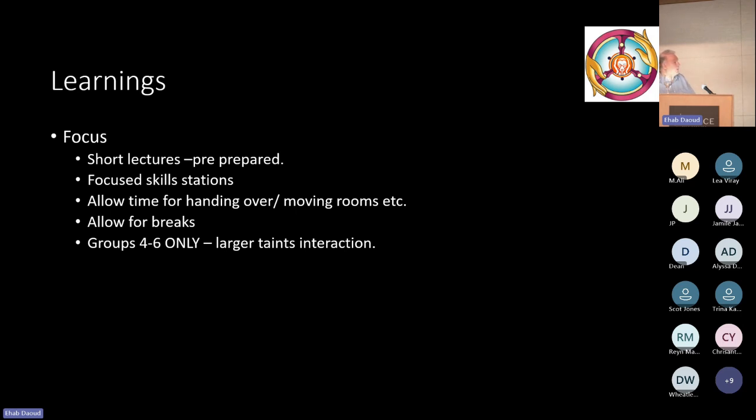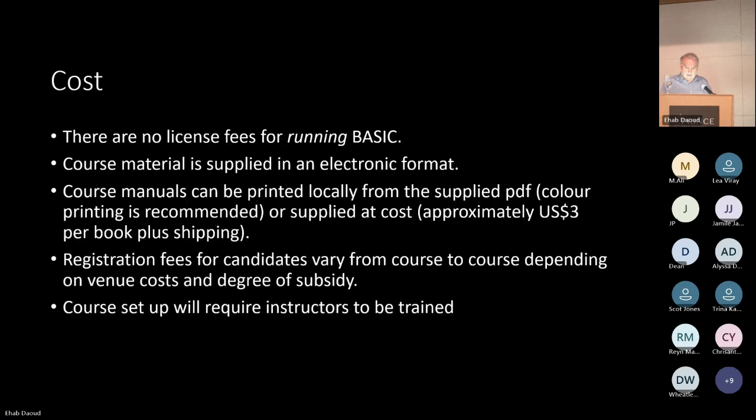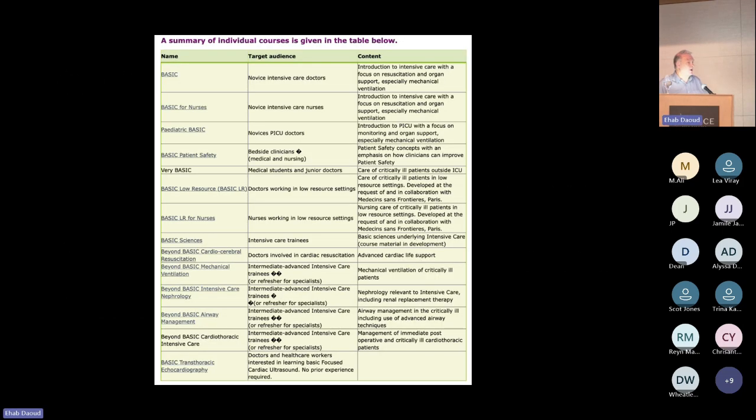What did we learn? Well, short pre-prepared lectures are useful. They help people's learning, and people have different learning styles. Listen to a short lecture, about 10 to 15 minutes is enough. Focused skill stations, either online or face-to-face, are excellent. When you're running an online course, you need to allow time for handing over and moving rooms. You need to allow for breaks. Many of us went for several hours without even a toilet stop or drink. And anything larger than 6 participants tainted the education experience. And that's all I've got to say. Take questions.